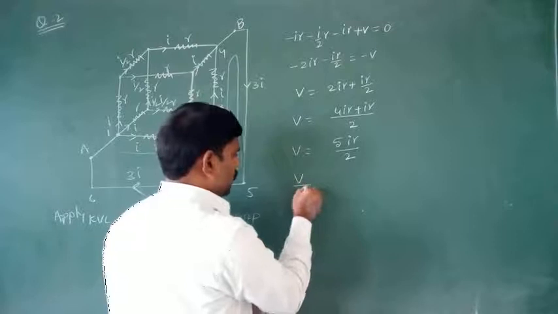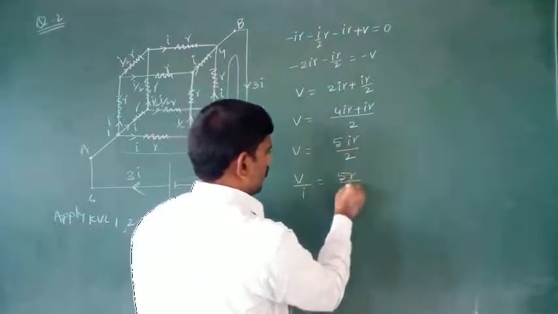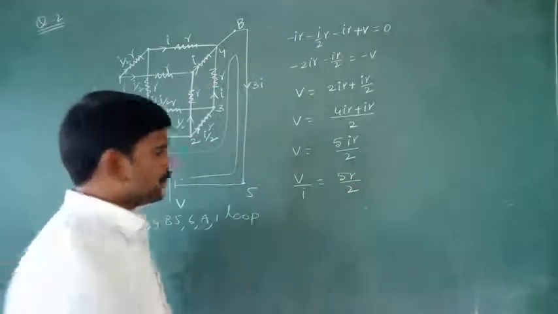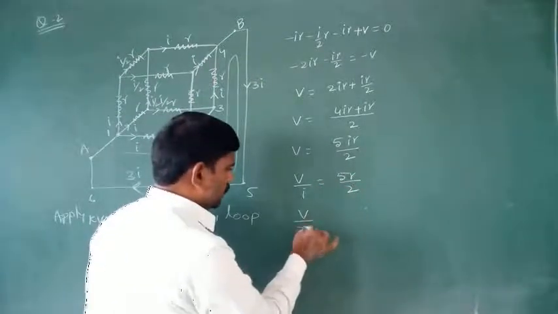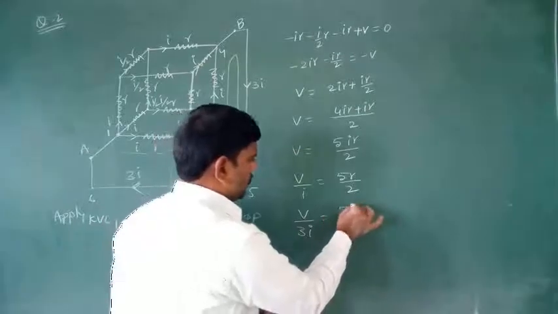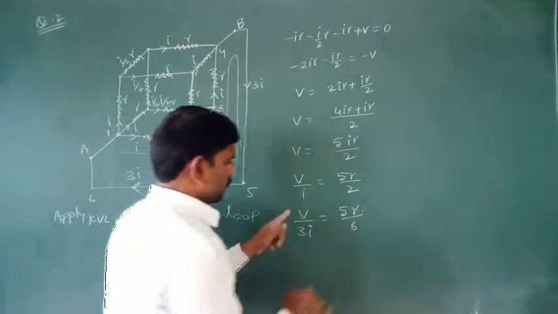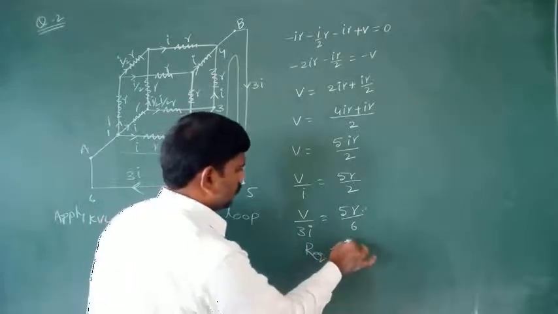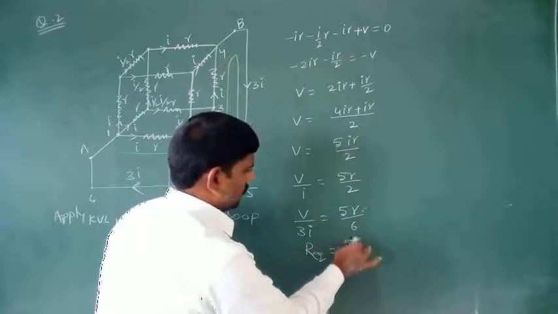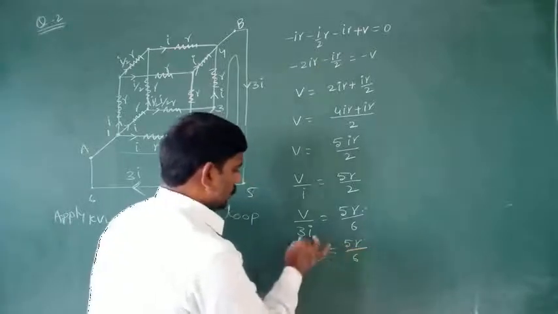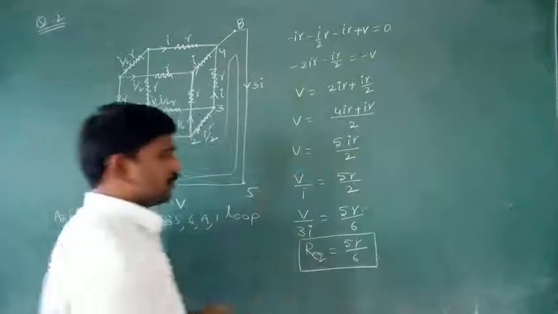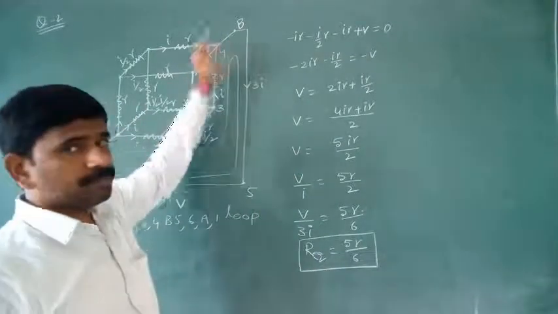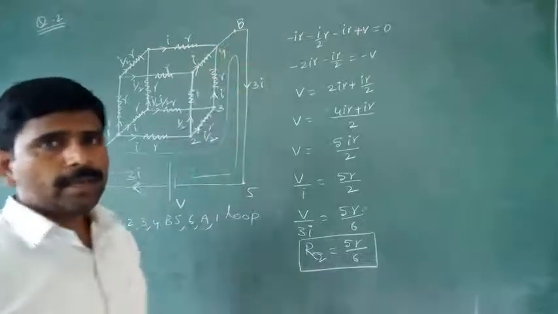V by I is equal to 5 into R by 2. But we want to find V by 3I, that is 5R by 6. V by 3I is nothing but the R equivalent. R equivalent is equal to 5R by 6. So this is the effective resistance across AB.